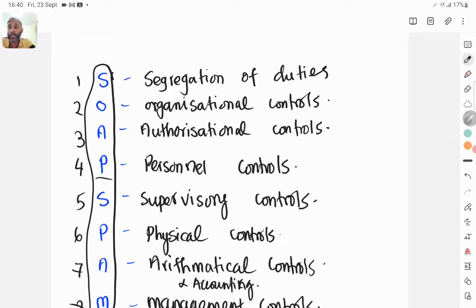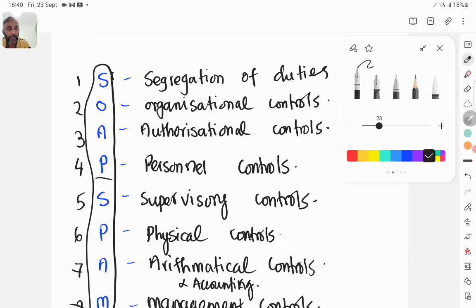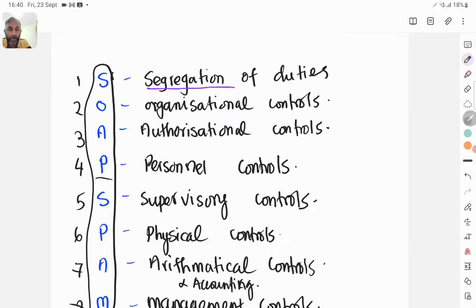Segregation of duties means every single control, every single process should be segregated to more than one person in order to ensure that a particular process takes place in a robust manner. So you subdivide the process into a minimum of 2, 3 or 4 sections so that a minimum of 2 or 3 people are involved in completing the process. So that is segregation of duties.